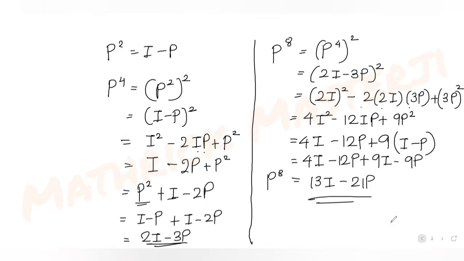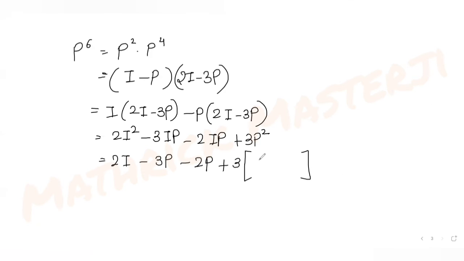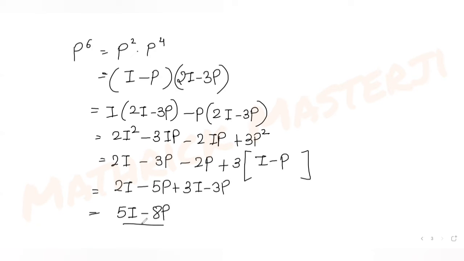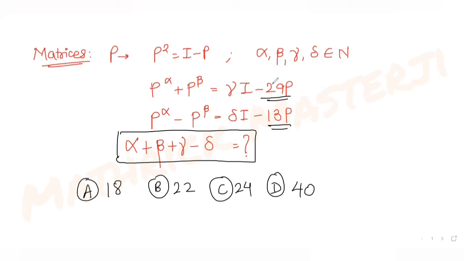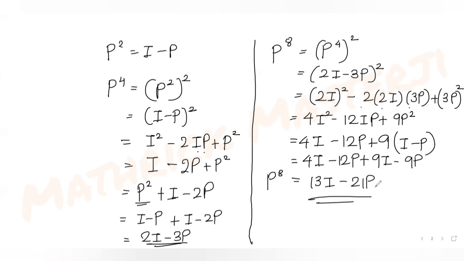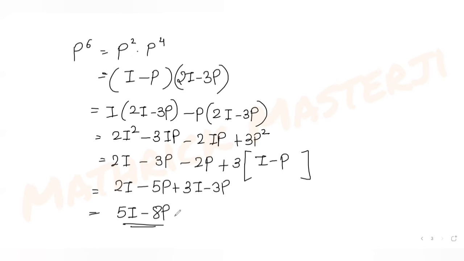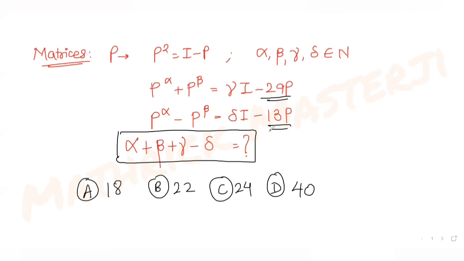P squared I already know, it's I minus P. So I'm substituting that. From here I get 2I minus 5P plus 3I minus 3P. So 2I plus 3I, 5I minus 8P. Now once I have got 8P, if I try to use the other combinations also, I can see minus 21 and minus 8 gives you minus 29. So adding both of them, I'm getting minus 29. And if I'm subtracting, I get minus 21 plus 8, which is minus 13. So I get minus 13 as well.